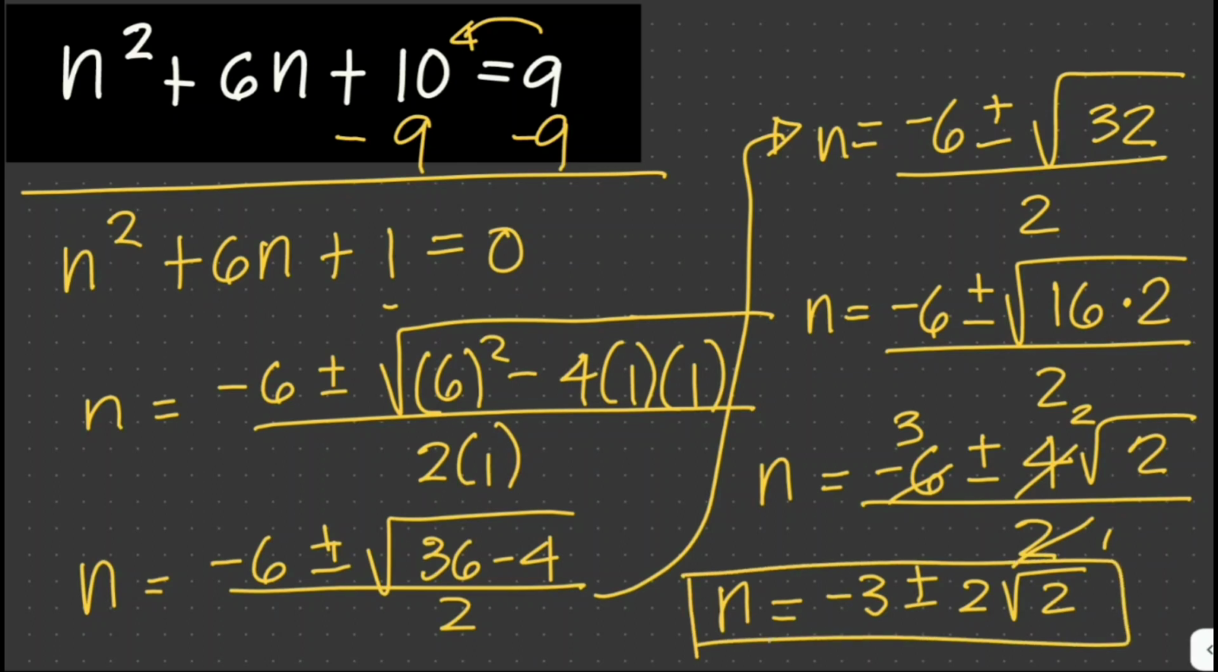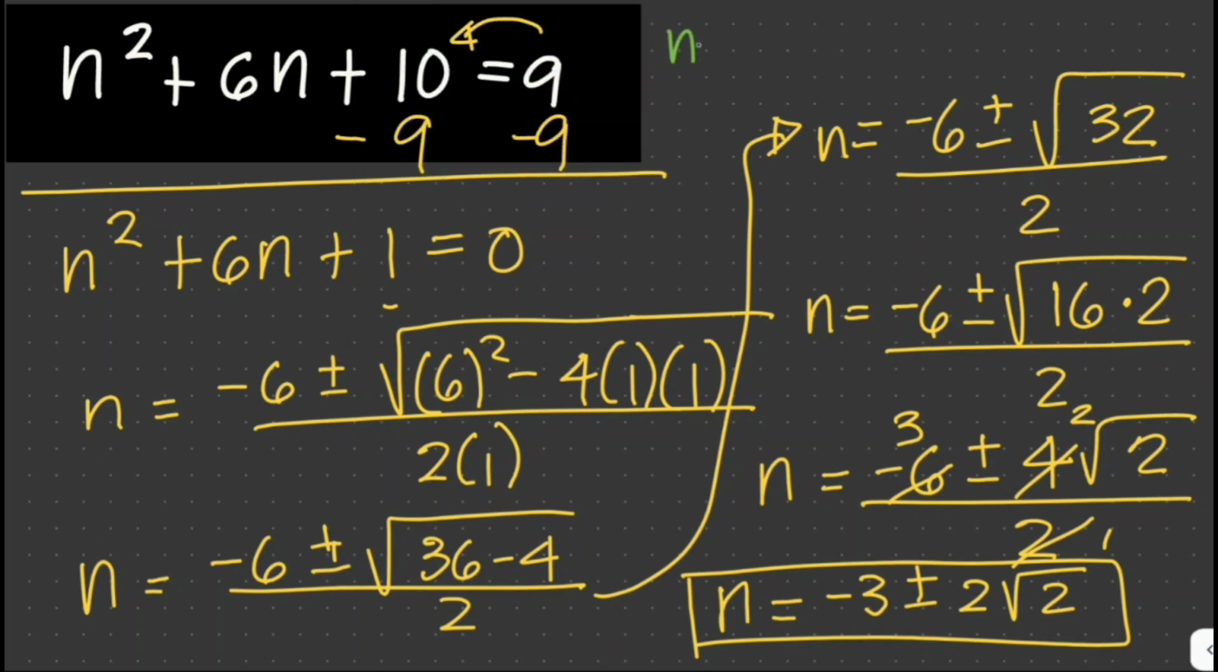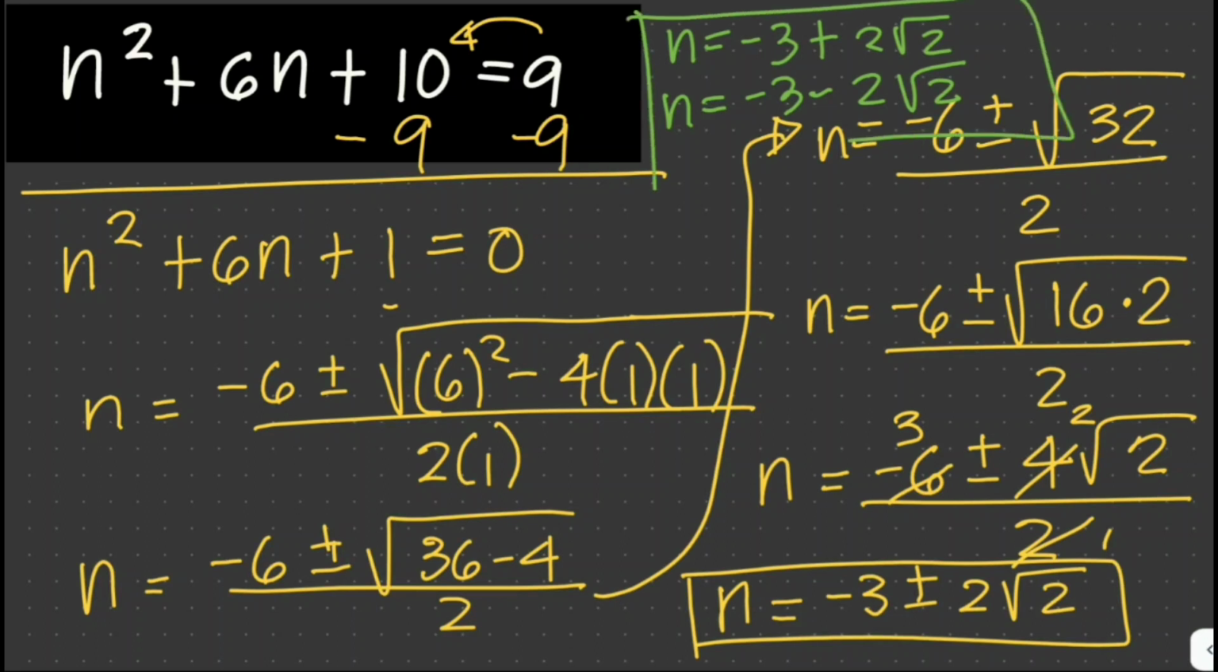So the values for our n are n equals negative 3 plus 2 square root of 2, or n equals negative 3 minus 2 square root of 2. So these are the values for n.